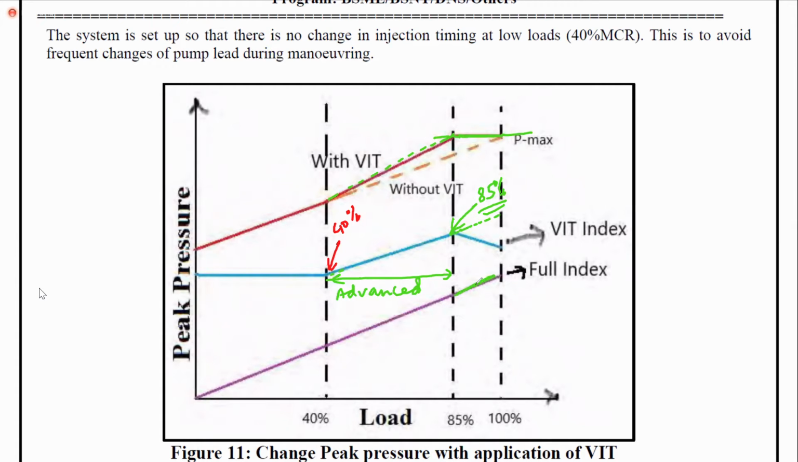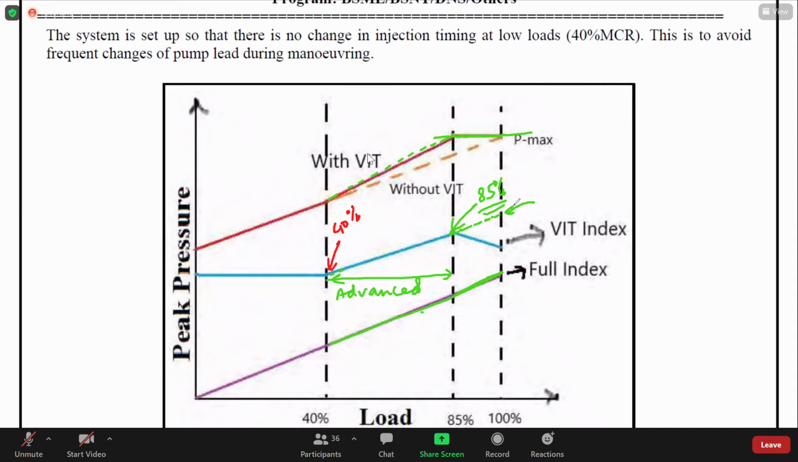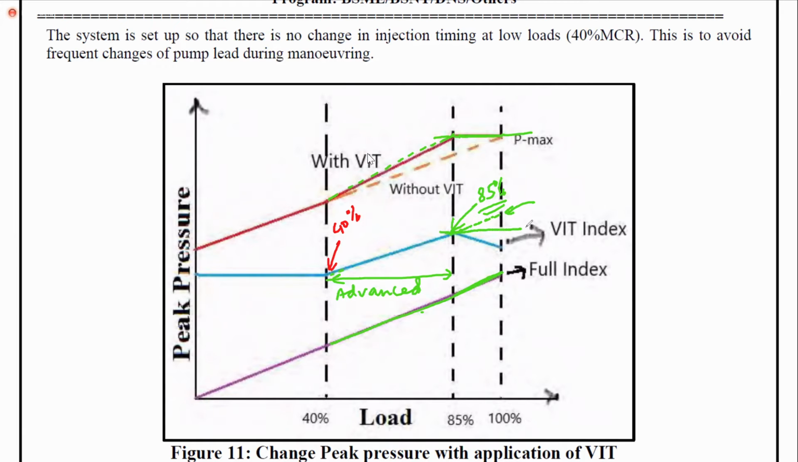This is an example. If you do not bring the VIT into action, the graph will move like this. With the change in load, the peak pressure will increase. So it will go like this. It will follow the green line over here. I don't want at any point of time the maximum Pmax to be exceeded in my engine. I have to maintain that. That's the limit of Pmax. That's the limit of pressure. So I can't afford to do that. So I need to start retarding the fuel injection timing. After 85% of the load, the fuel injection timing must be retarded. The barrel will now be slowly pushed upward.